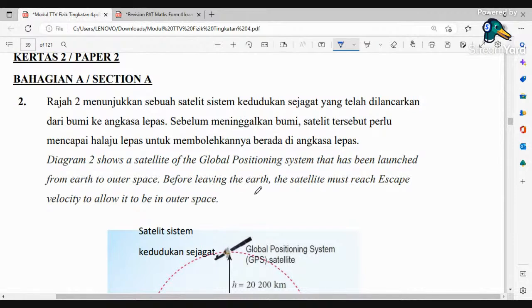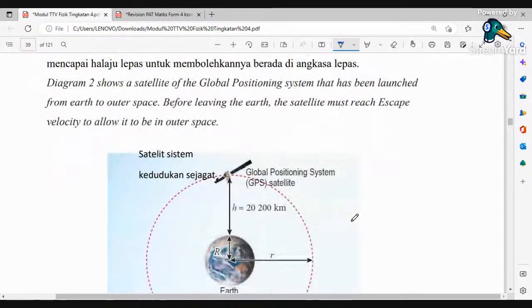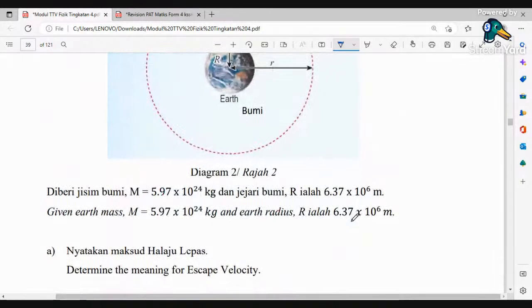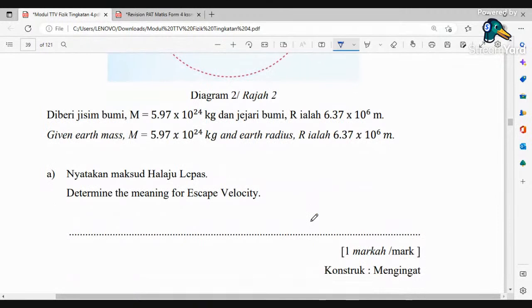Diagram 2 shows a satellite of the global positioning system that has been launched from Earth to outer space. Before leaving the Earth, a satellite must reach escape velocity to be in outer space. Given the mass of Earth and the radius of Earth, determine the meaning of escape velocity.